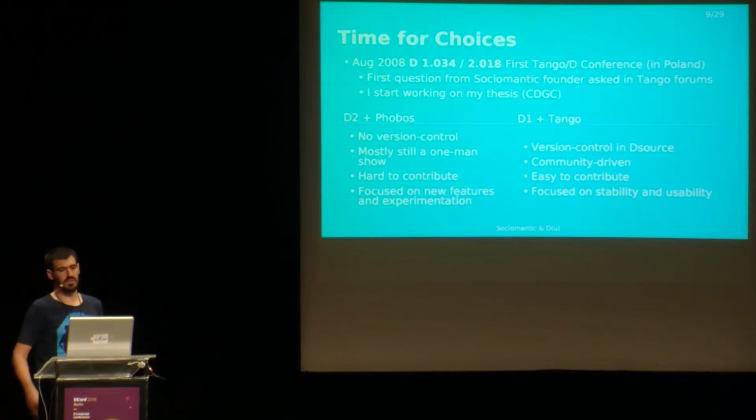So these were the options, basically. You had D2 and Phobos, which basically had no version control. By the time the sources weren't even buildable, you just got a zip with a lot of source files that you couldn't even build. So if you were brave enough to make changes, you couldn't even test them. It was still mostly a one-man show, so it was Walter against the world.